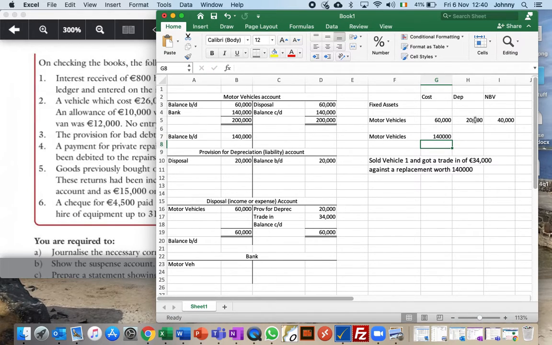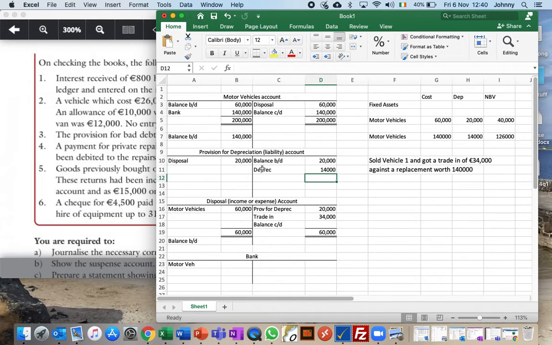And all of this 20 depreciation is gone, because I've cancelled it when I got rid of that old vehicle. And if I decide to depreciate this new vehicle, I'll have a new amount. Let's say if I depreciate it by 10%, I'd have 14 grand put in there as depreciation. Sorry, I added. I should have subtracted. So the new net book value would be 126. So that depreciation I'd have in here of 14 grand, and I'll have a new balance BD.